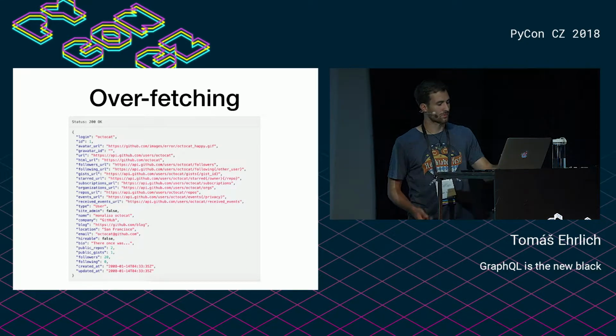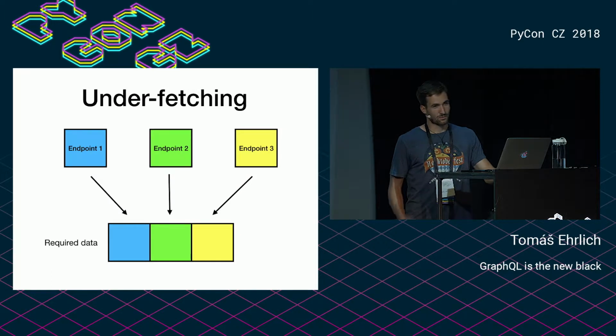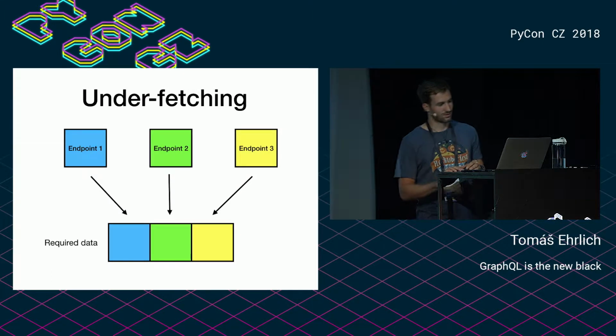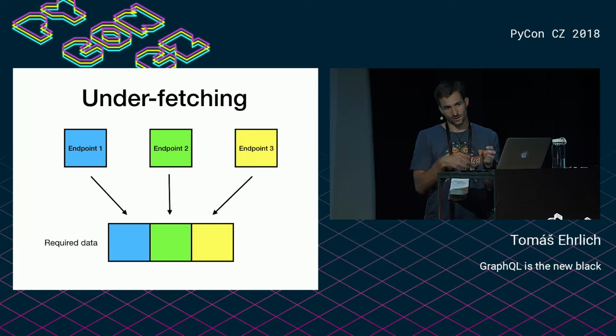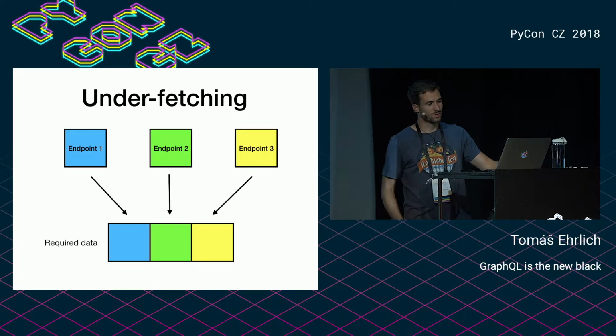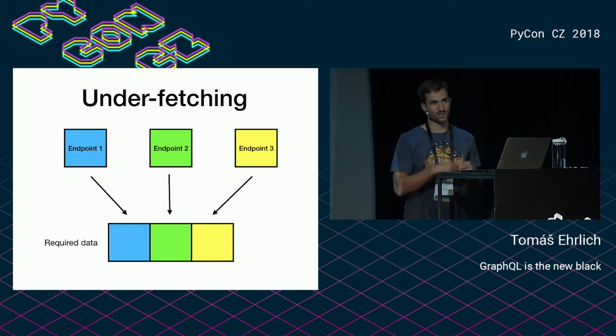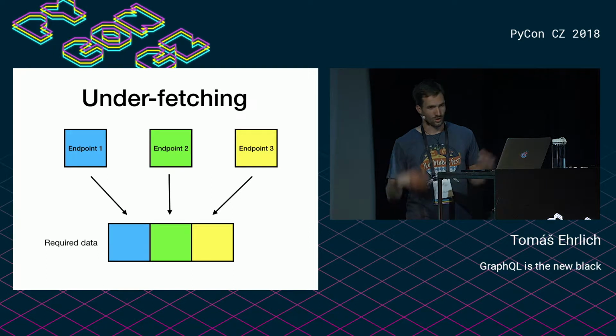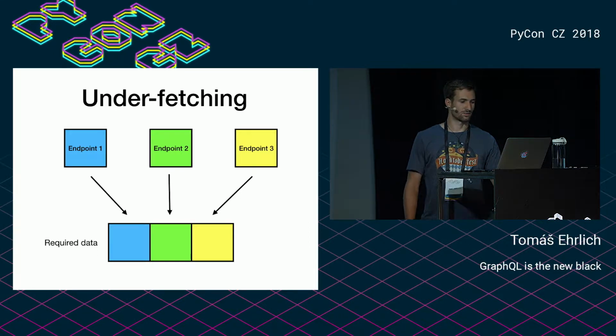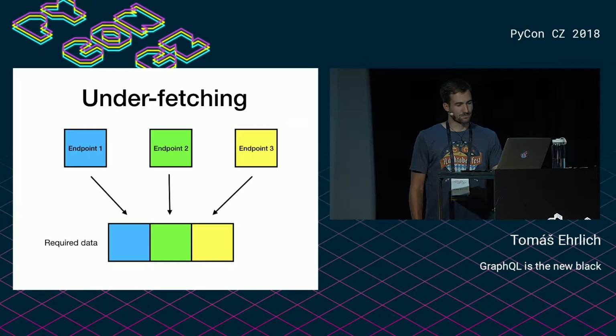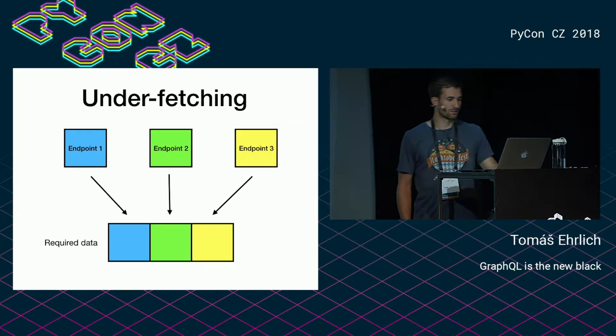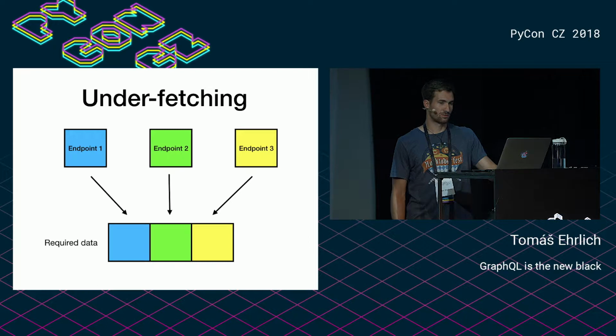On the other hand, let's say we would like to get some data, but the single endpoint doesn't give us all the data we need. At that point, we are underfetching the state, and we need to send another HTTP request to another endpoint to collect all the data we need. And this, again, affects mainly the client because it becomes slower due to extra network connections. And also, we are sending more requests to the server.